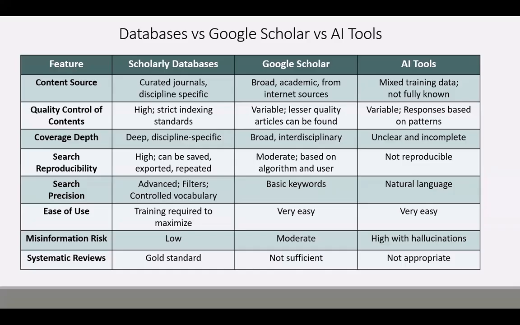In the coverage depth, a scholarly database is going to be very deep. It's going to be discipline specific. Google Scholar is a little more broad, but definitely interdisciplinary because it doesn't have those barriers of being tied to one discipline. So if somebody publishes in a journal outside the core journals, you may be able to find it with Google Scholar. And again, with AI tools, we just don't know because they don't really tell us where they get all of their information from.